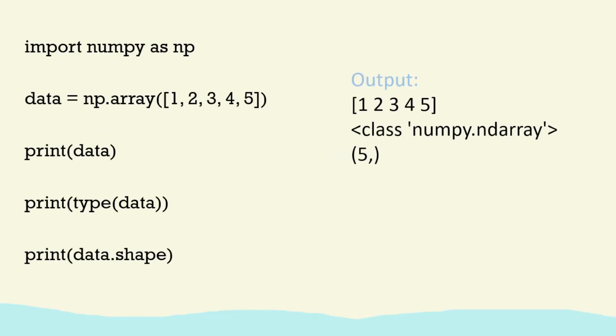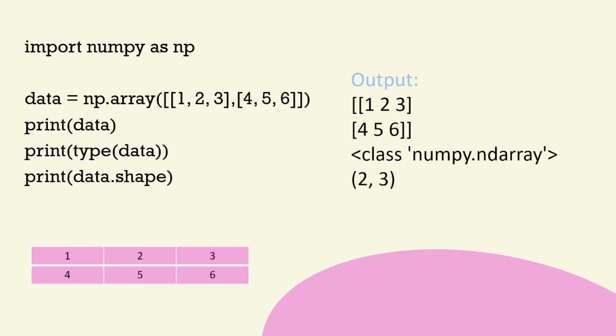So what can we do with a numpy array? Well, here's the code to create a simple numpy array called data. We print it here. We've also printed the type and the shape. The shape's important because when we use arrays, we use more than one dimension. So it's useful to know the shape.